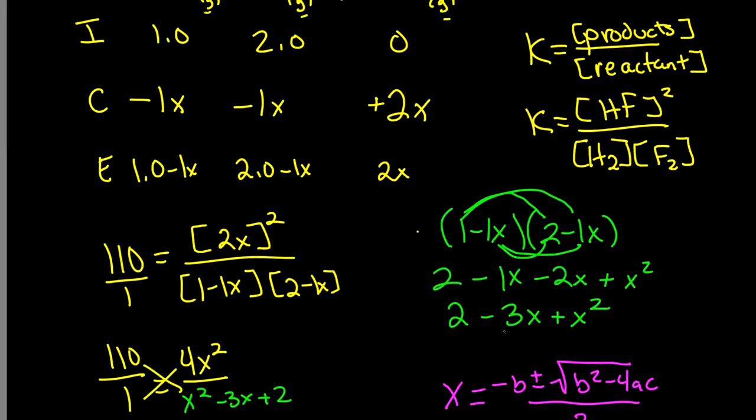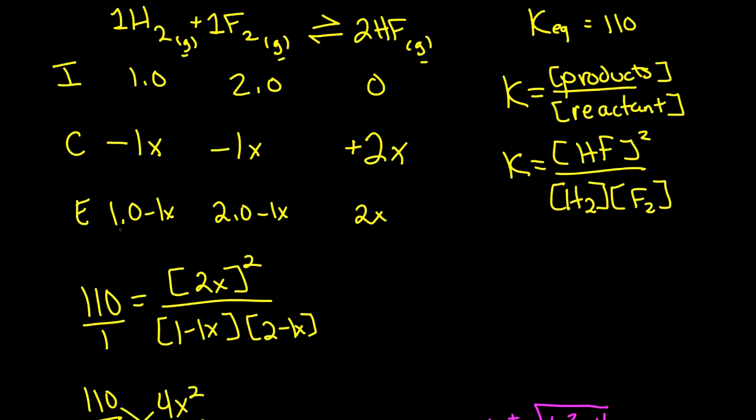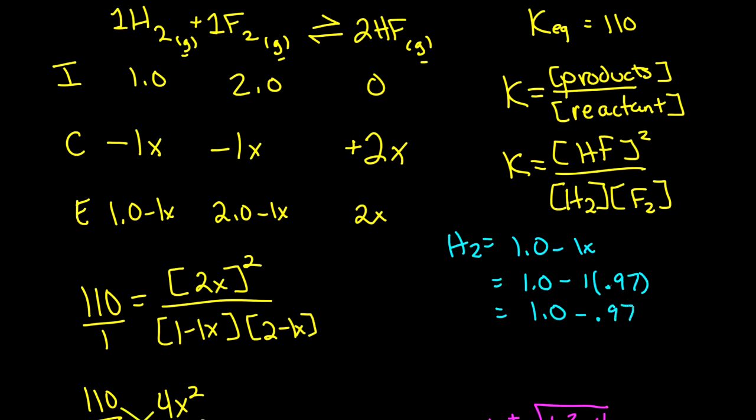So we go back to the beginning. Our first equilibrium concentration is for H2. H2 equals 1.0 minus 1x. So 1.0 minus 1 times 0.97 equals 1.0 minus 0.97, because 1 times 0.97 is 0.97. So the concentration of H2 is 0.03 molar. So this concentration is 0.03 molar.